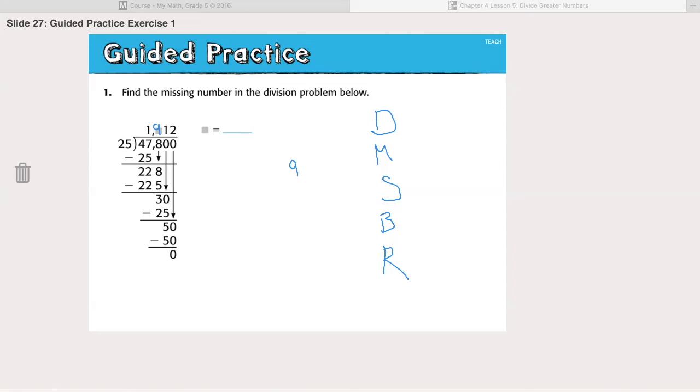Okay, let's just double check that I'm correct there. 9 times 5 is 45. 9 times 2 is 18, plus 4 is 22. So yes, 9 times 25 is 225. We subtract and get 3, bring down a 0. 25 fits into 30 one time. 1 times 25 is 25. Subtract and get 5, bring down the 0. 25 fits into 50 two times. 2 times 25 is 50. Subtract, and we have a remainder of 0. The missing number was 9.